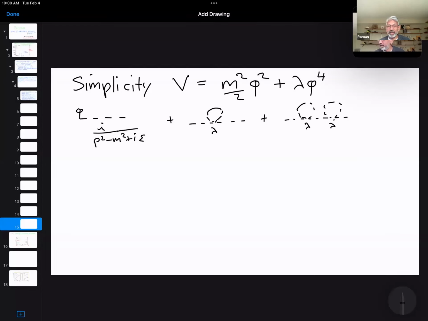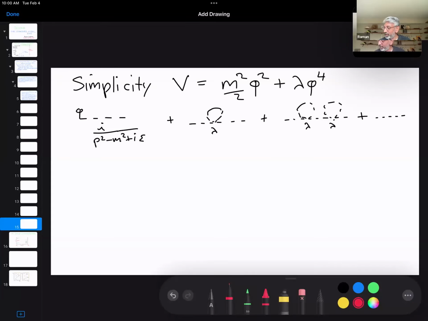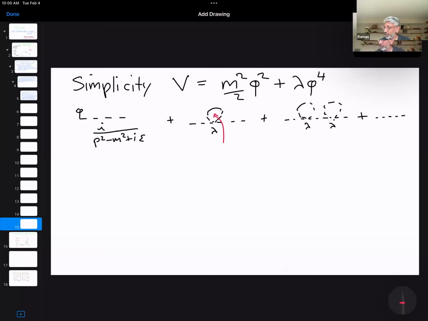Now I'm going to keep it maximally simple. So I'm just going to keep writing terms that, well, let me just call it ellipsis for the moment. So if we just focus on this guy here and just say, what does this now look like? So of course, here I've got two propagators on either side.